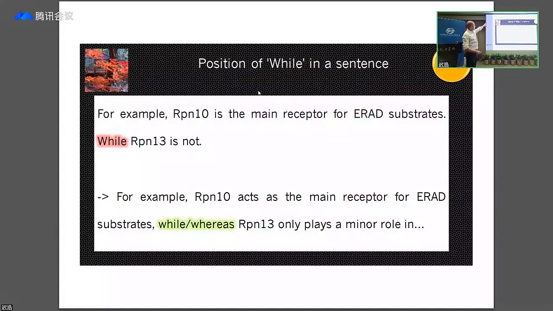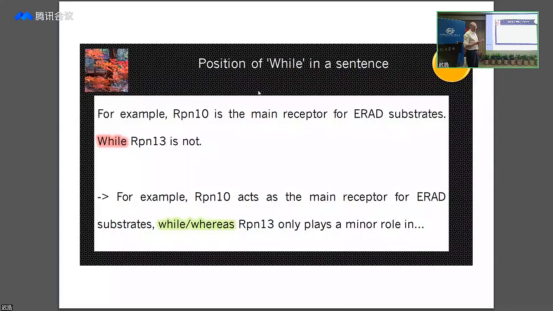So have a look at this. Here is the original writing, and here we have the improved version. This is a very common mistake, and that's why I show you this. So please pay attention to how you use while in the original version. For example, RPN10 is the main receptor for ERAT substrates. Full stop, and then new sentence, while RPN13 is not. That's grammatically incorrect.